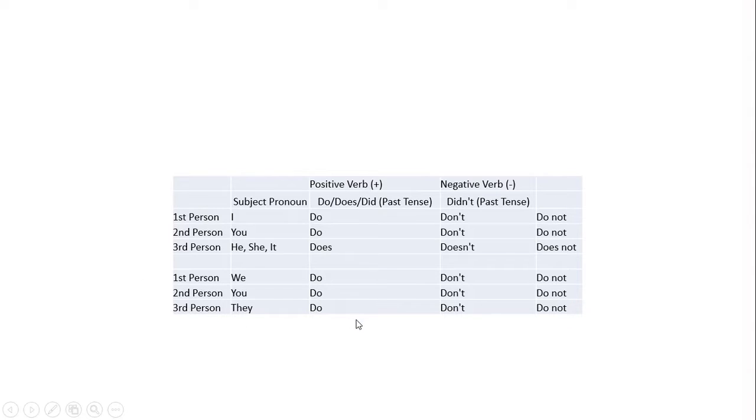On the third column, we are also going to learn about the use of do, does, and did in a sentence, and how we are going to use them to transform a simple sentence into a question. Do, does is a positive verb, while don't and doesn't is a negative verb. Don't is a short word for do not, and doesn't is a short word for does not.